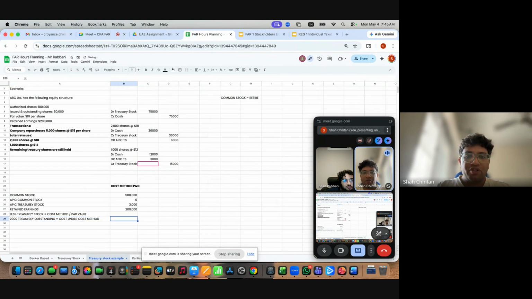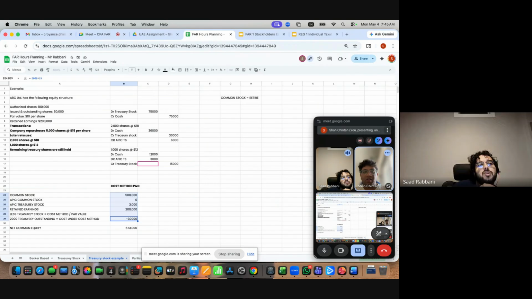Now, these are always recorded at cost under the cost method. So what are the number of shares? 2,000 shares. What is the cost per share? 15. So $30,000 is the value of your treasury stock. So what is the net common equity you represent in your balance sheet? This is going to be the sum of all these items, which is 673,000.